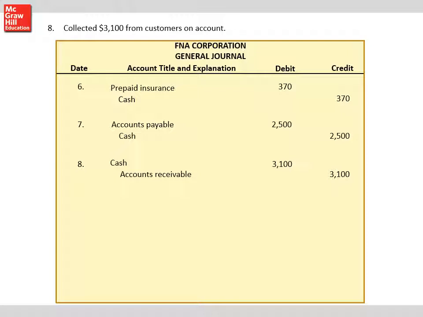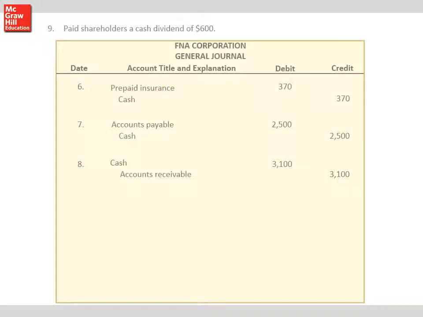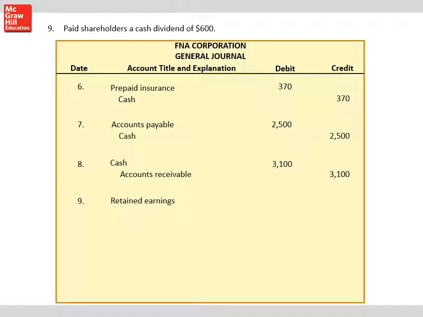In number 9, the company paid shareholders a cash dividend of $600. Remember, we keep track of dividends usually in its own dividends account, or sometimes we decrease retained earnings. In this case, we're going to decrease retained earnings directly, not use a dividends account. Remember, retained earnings is exactly that. It's the earnings that are still kept in the business.